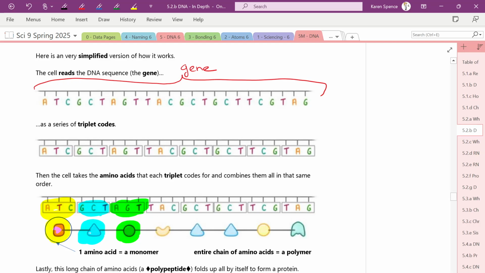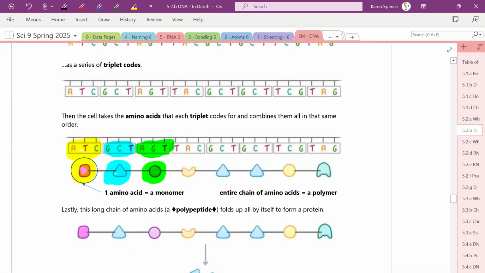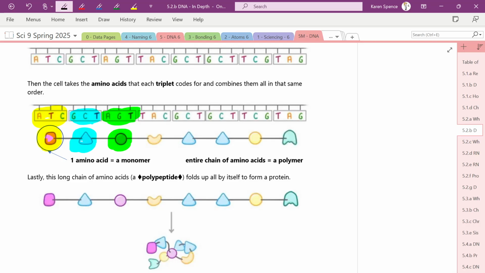What do we call all of the amino acids stuck together before it folds up? That is called a polypeptide. So this here is the polypeptide. And then it folds up into a protein. Hopefully there's nothing in here that's particularly new. I think this is all stuff that we've looked at already, a little bit anyway.